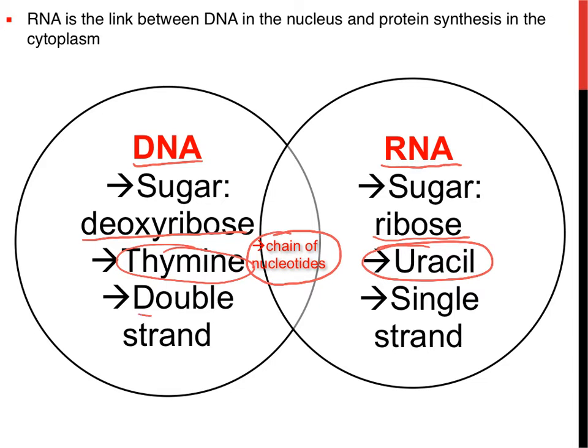DNA is a double-stranded molecule because the bases form hydrogen bonds between one strand and the other strand according to base pairing rules. And RNA is a single strand of nucleotides, which is formed by these same base pairing rules, but is a complementary strand to the DNA from which it's made.